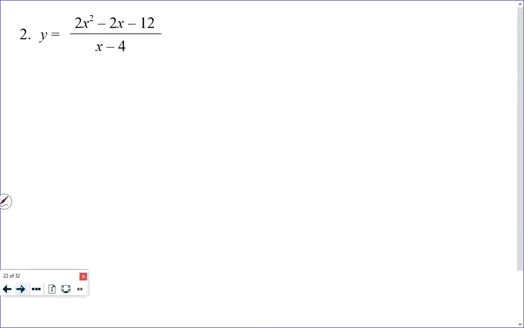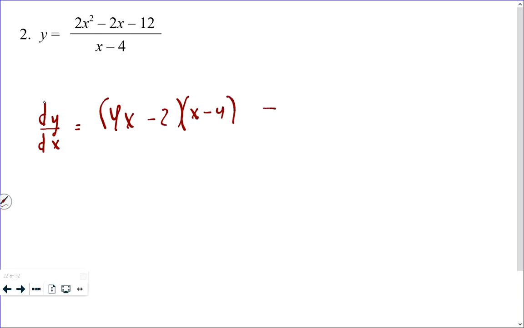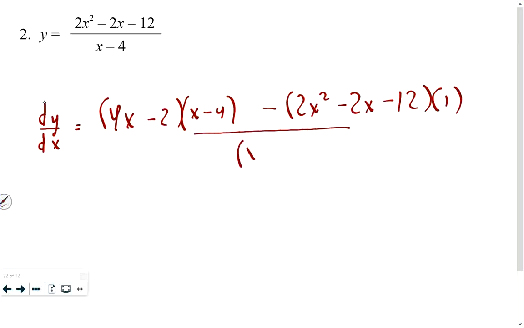All right. 2x squared minus 2x minus 12 over x minus 4. So we're going to use the quotient rule here. dy dx will be equal to the derivative of the top, which will be 4x minus 2, times the bottom, which is x minus 4, minus the top, which is 2x squared minus 2x minus 12, times the derivative of the bottom, which is 1, over the bottom or denominator squared.